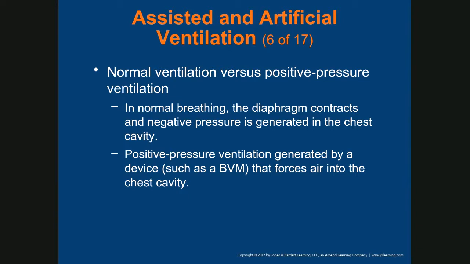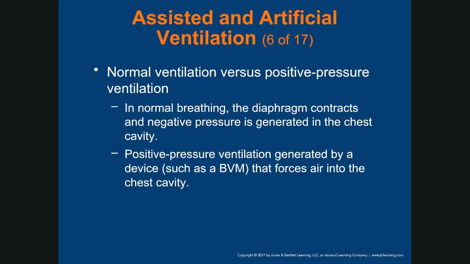All right, now normal ventilation versus positive pressure ventilation. I mentioned to you previously that when we breathe in and out normally, when we breathe in, it's negative pressure. When we breathe out, it is positive pressure. When you provide assisted or artificial ventilation for a patient, you are providing positive pressure. So it goes against the normal physiology of breathing, right? So it has to be slower than the normal breathing rate, right?